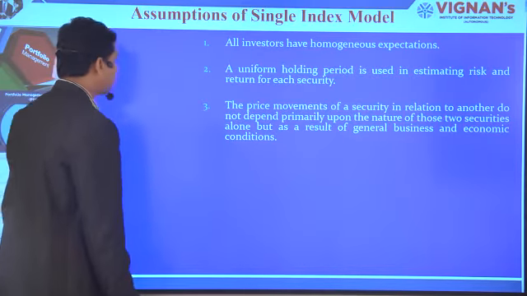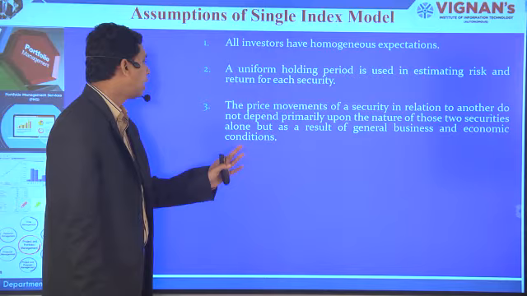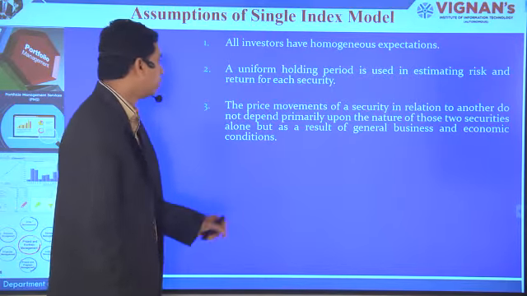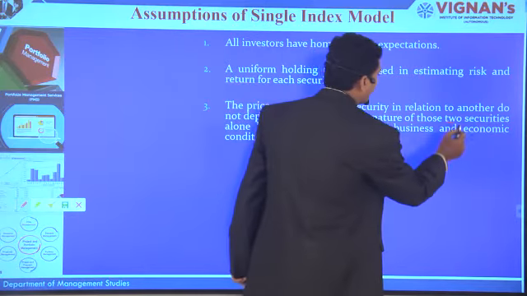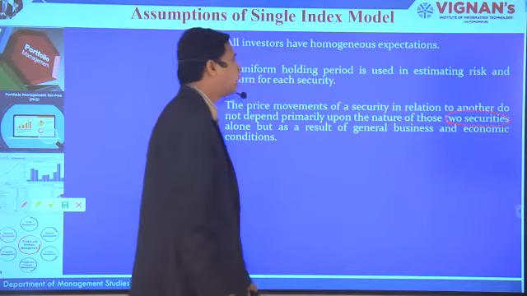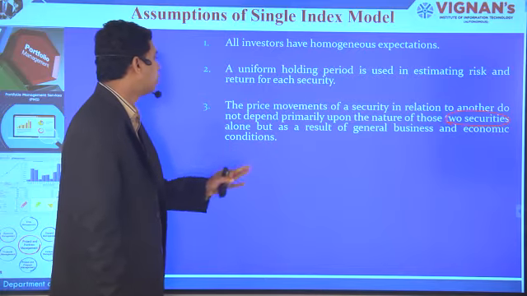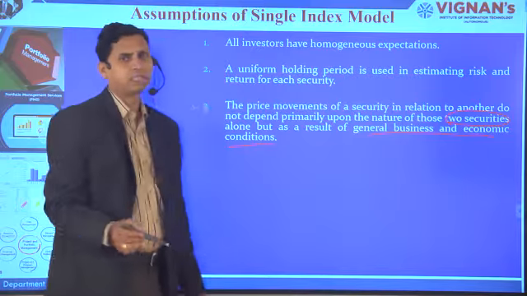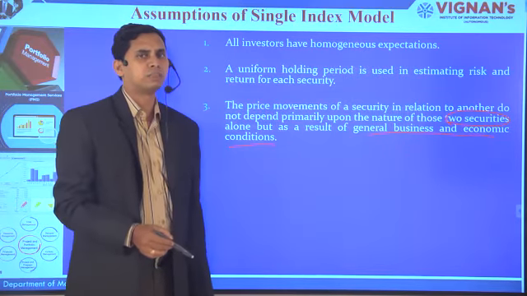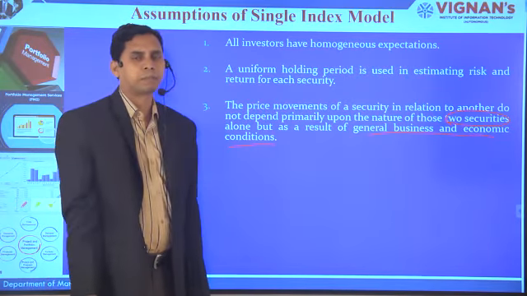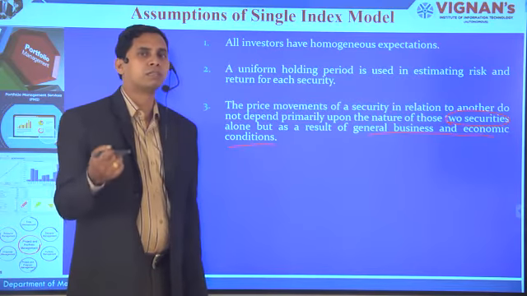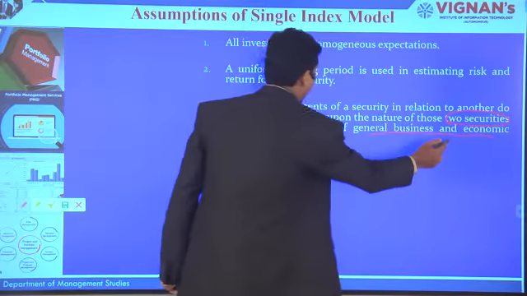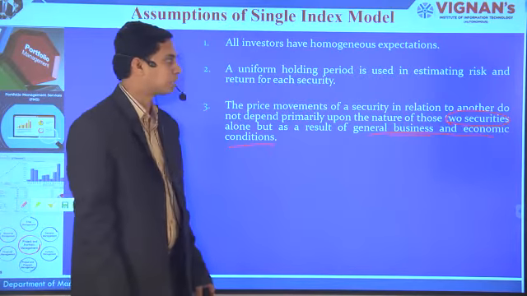And the third assumption is that the price movements of a security in relation to another do not depend primarily upon the nature of those two securities alone. The price movement of a particular security is not dependent upon the nature of those two securities alone, but also on general business and economic conditions. For example, in the corona pandemic situation, all the stocks were impacted, whether the industry is good or the stocks are good, and even then the stock prices decreased. The reason is that the economic conditions and general business conditions were so bad.